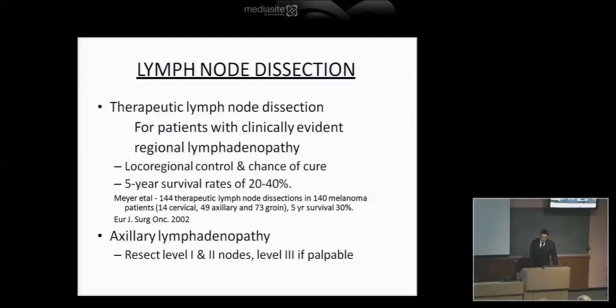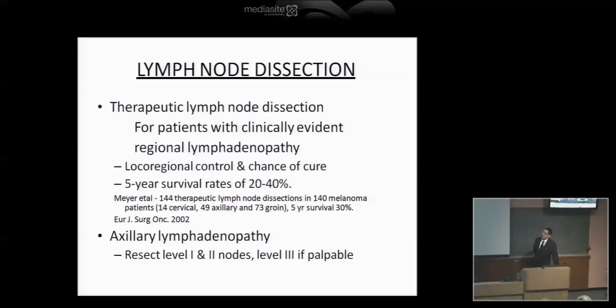Therapeutic lymph node dissection is done for patients with clinically evident regional lymphadenopathy. As I was mentioning, it helps in local regional control. It makes the surgery easier as compared to waiting for them to have bulky mets. And there is a chance of cure. 5-year survivals of as high as 40% have been obtained.